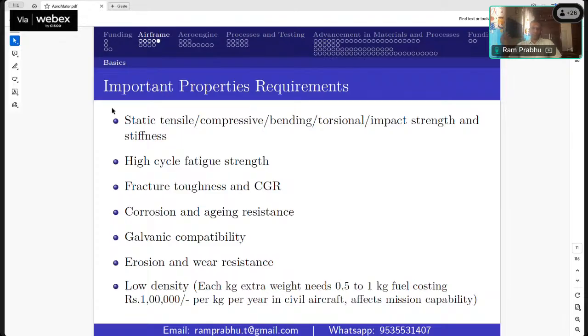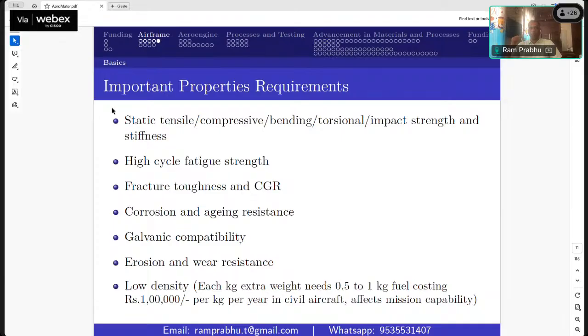If it is a metal, corrosion; if it is a polymer matrix composite, it's aging. And if I put two conductive materials adjacent to each other in my assembly, I have to look at galvanic corrosion compatibility. Typically, in a place like Rajasthan, if I operate my aircraft, because of the sand and the high temperature, there is a possibility of sand erosion on my airframe structure, so I have to look at erosion. Of course, there are many transmission components which have contact and are prone to wear, so wear resistance. And the ultimate aim of any aircraft designer is to reduce the weight of the aircraft, so lightweight.